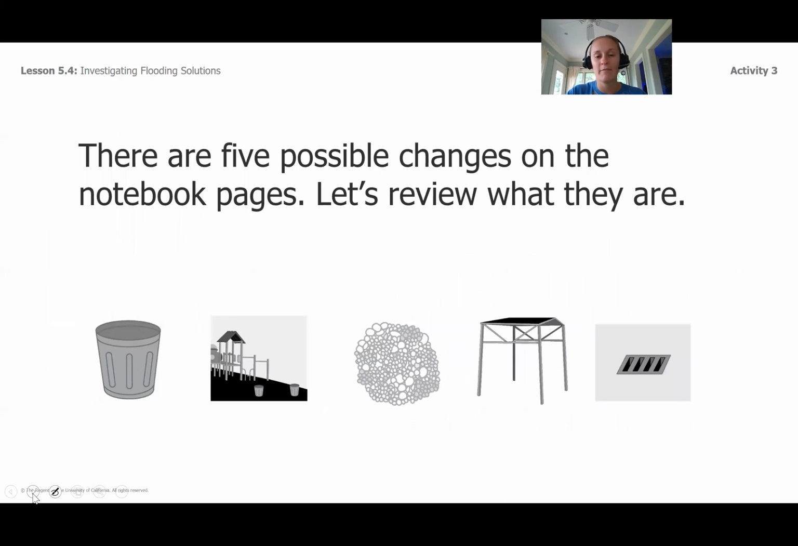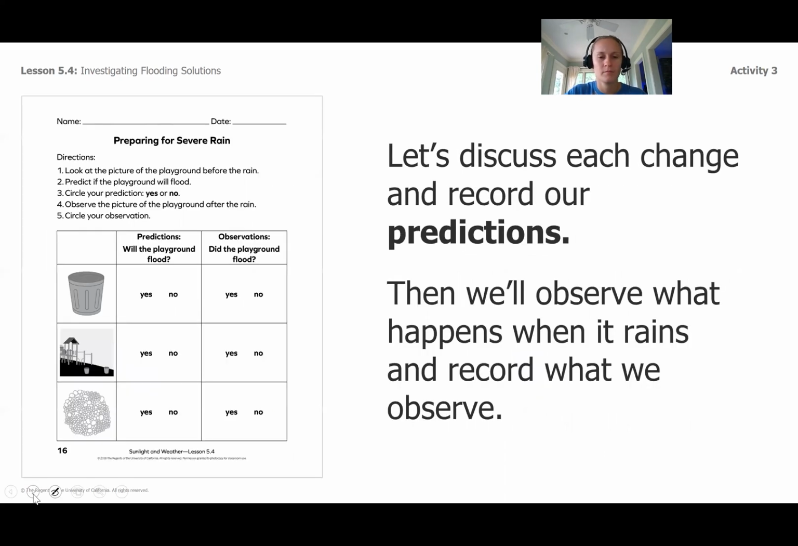So these are the 5 possible changes in your packet. So you've got adding some garbage cans, okay? You've got putting the playground on a hill. You've got changing the surface to gravel. You've got adding like some sort of roof almost, okay? And then adding some drains. So let's discuss each change and record our predictions, and then we'll observe what happens when it rains. So do you think adding garbage cans will help? Do you think putting the playground on a hill will help? Do you think adding gravel will help?